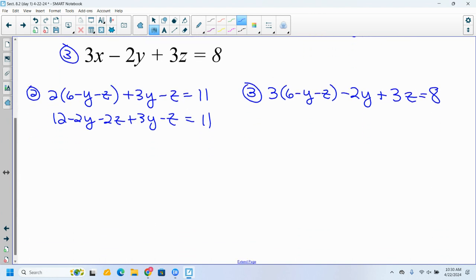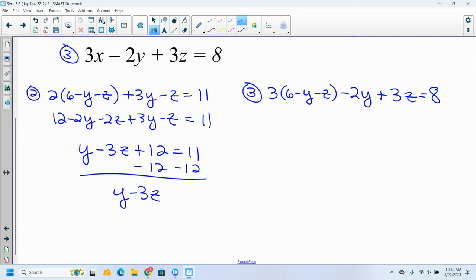Let's see here. Negative 2y plus 3y is y. Negative 2z minus z is minus 3z. I got a plus 12 equals 11. Subtract 12. I get y minus 3z equals negative 1. All right, did I do that right? Okay, now that's all you can go further.